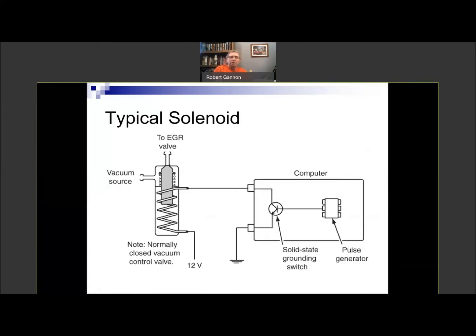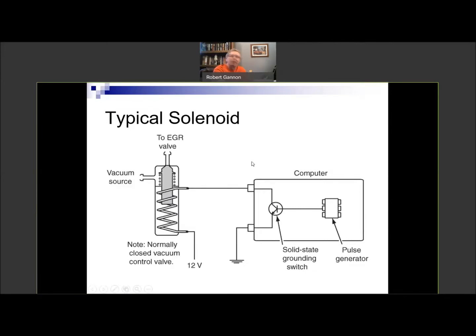So we talked in the lab, and I'll talk now about different ways that solenoids can be controlled. So what you're looking at here, we talked about ground side switching, power side switching. This is obviously ground side switching because we have 12 volts supplied all the time to it, and the computer is controlling the ground on it. So that's ground side switching.